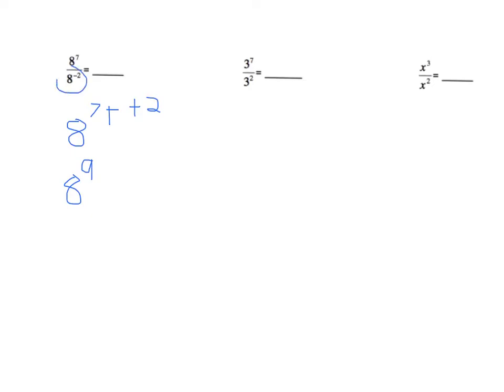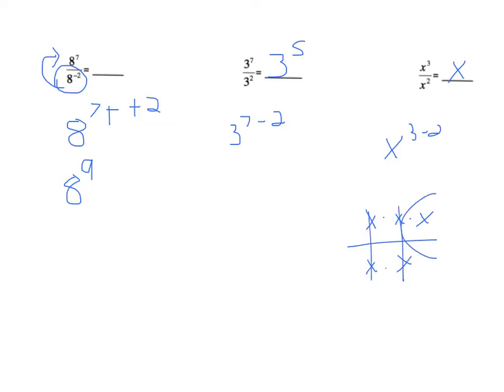And another way to think about this is it's a negative exponent, so we needed to bring it up. So 8 to the 7th times 8 squared, then we add the exponents. It works the same way. So 3 to the 7 minus 2, because we're dividing powers with the same base, we subtract the exponents. That becomes 3 to the 5th. And x to the third divided by x squared, x to the 3 minus 2, so that is just x.